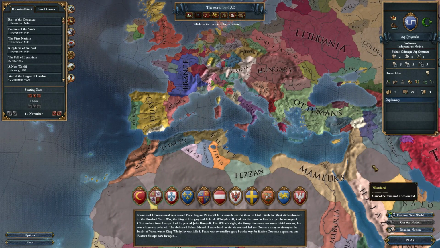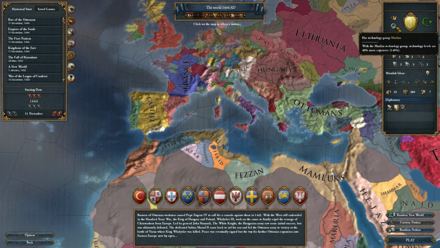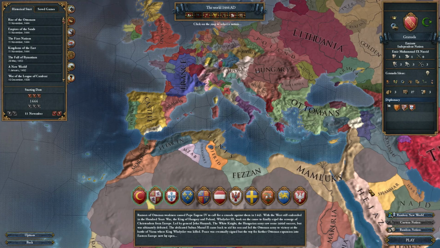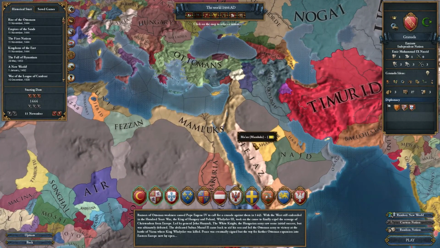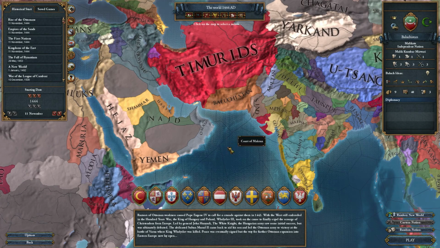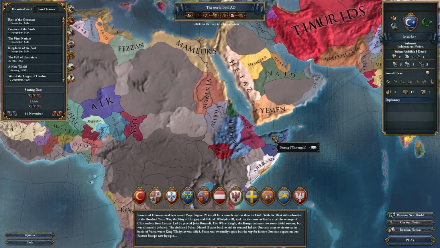Moving on from that, you have the Western Muslim Tech Group, which is a 40% increase in cost, and that's going to include nations like Granada in Western Europe, all of North Africa, all of Arabia, and some nations like Bahkulistan and Adal and Mogadishu and Meran in North Africa, or I guess that's East Africa.